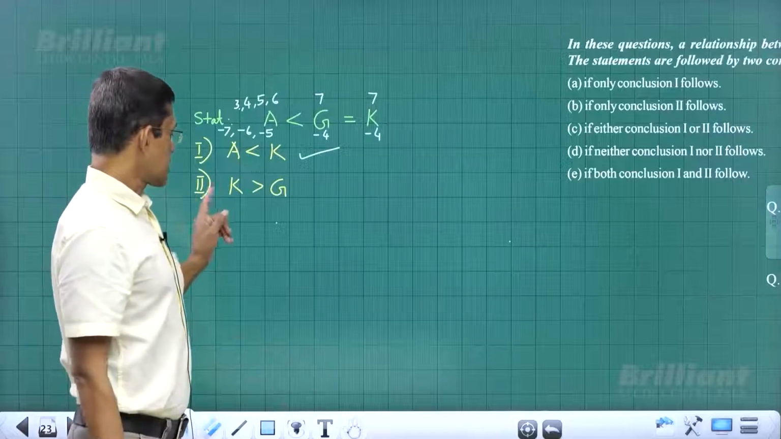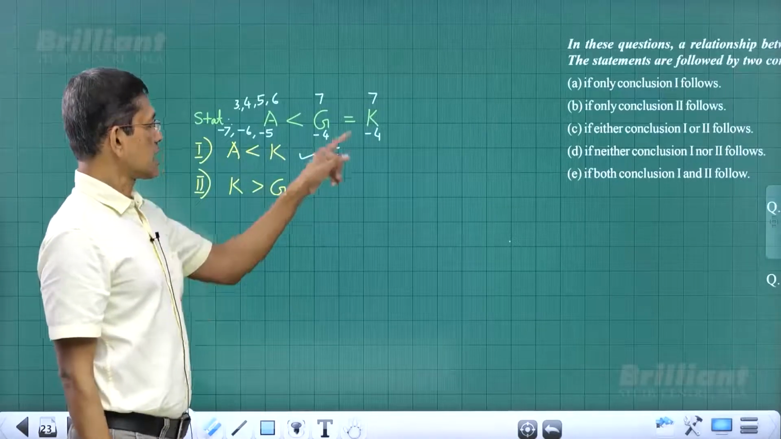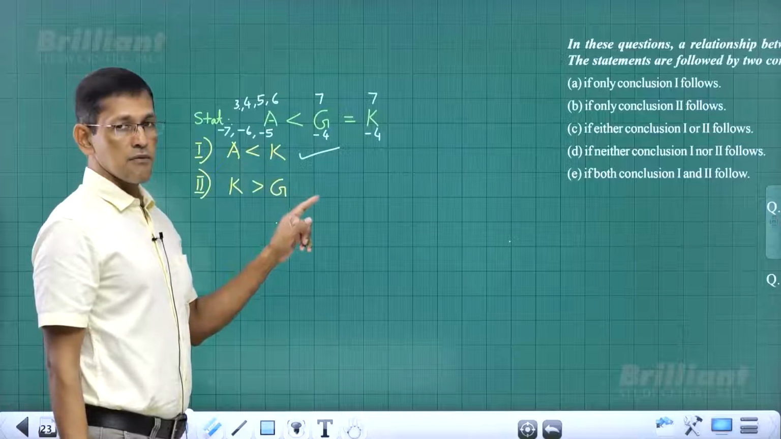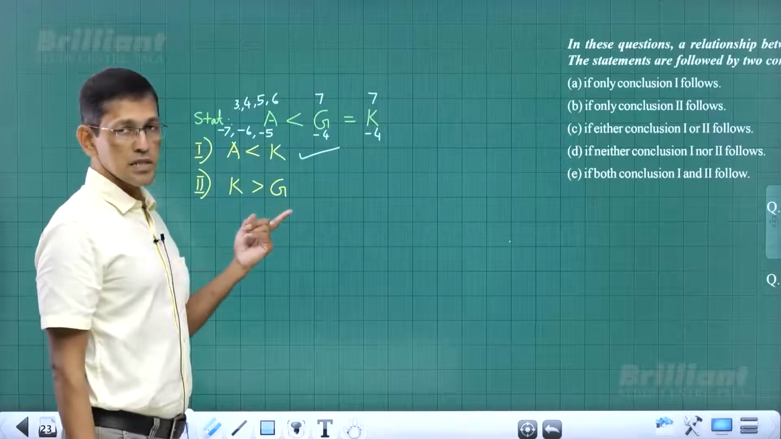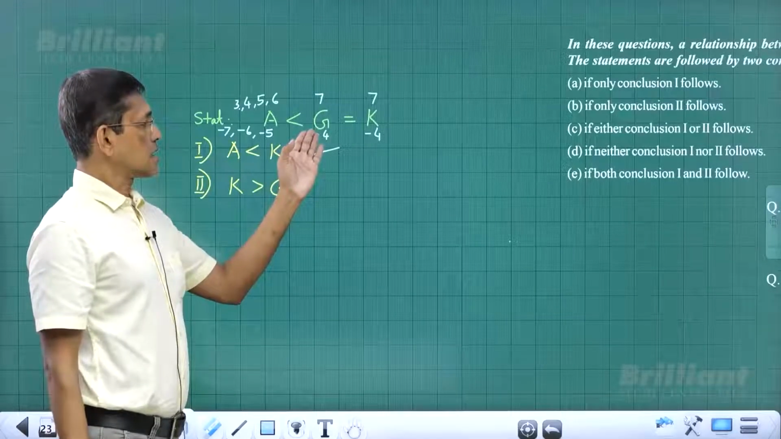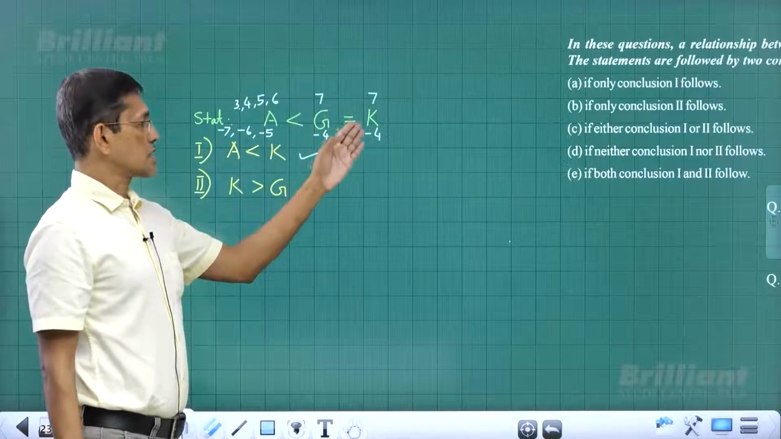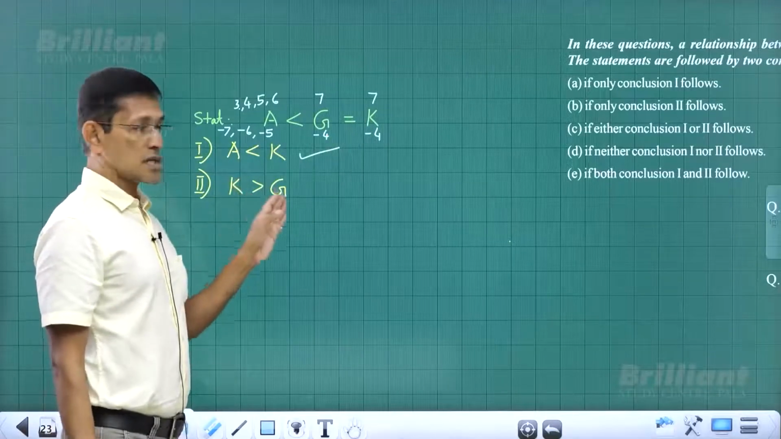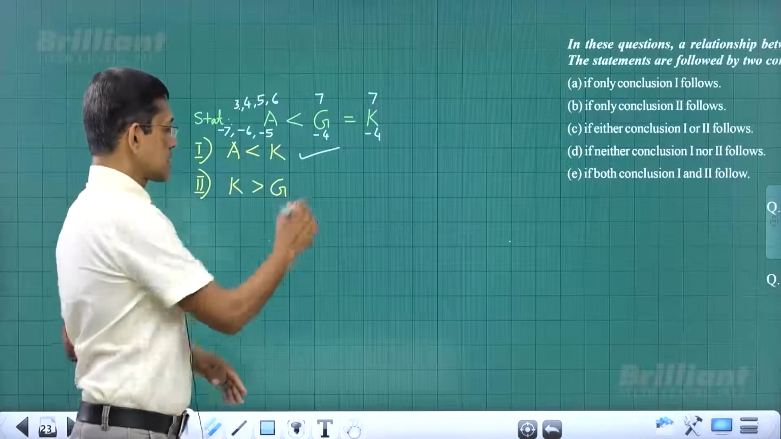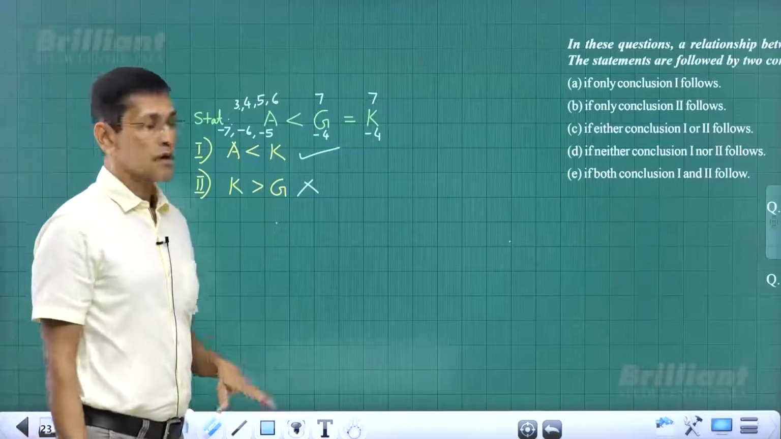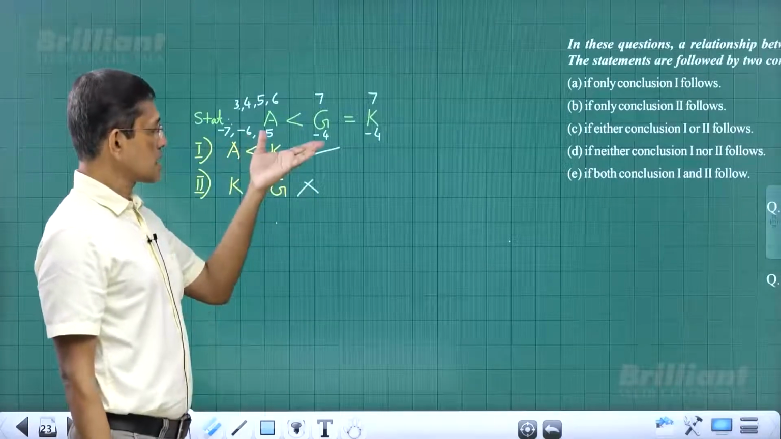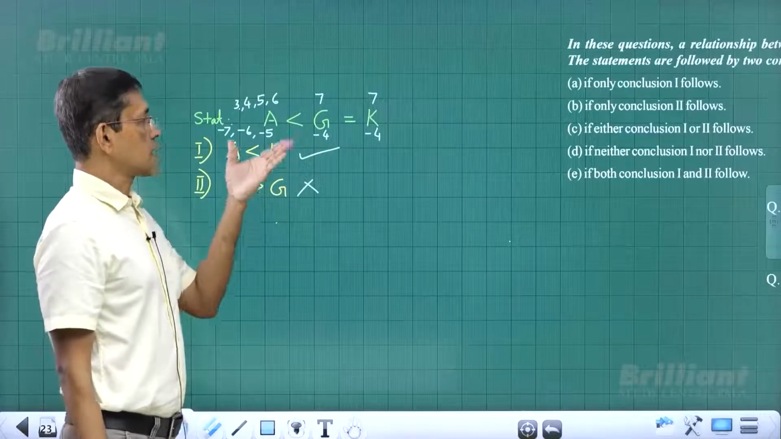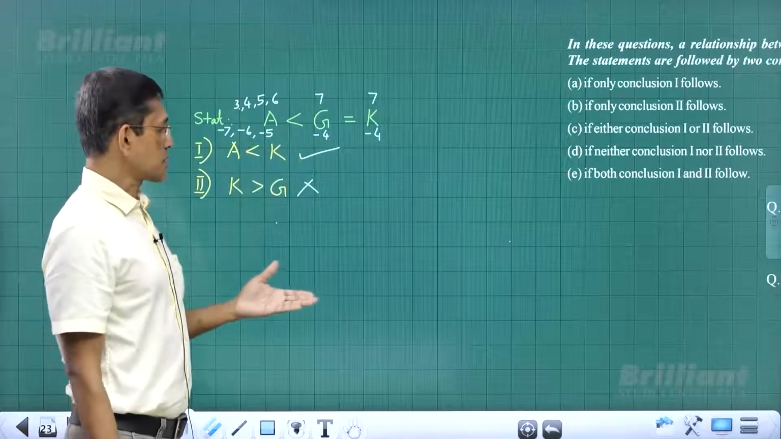Look at the second one. K is greater than G. Well, can we say that K is always greater than G? What is given here? G is equal to K, or K is equal to G. Can we say that K is greater than G? No way. So it doesn't follow. So this is ultimately a simple example of an inequality type question.